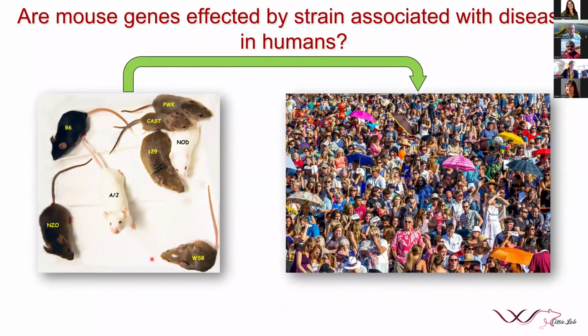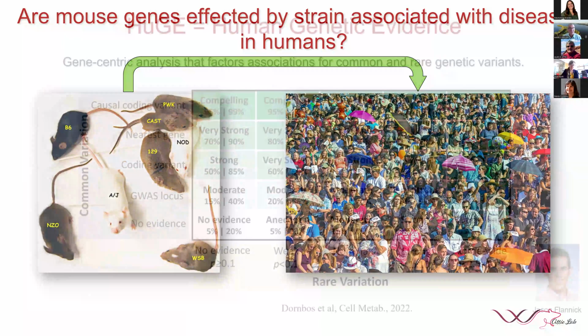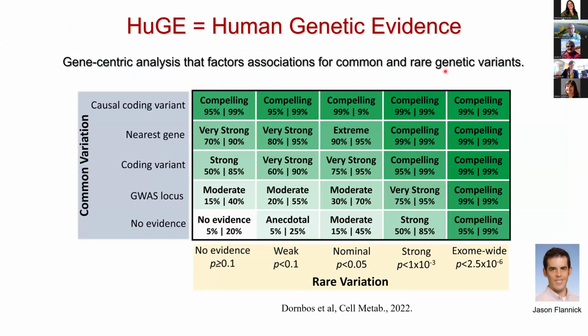The first thing we wanted to ask is, well, if there's genetic dependent regulation in these genes in the mice, is the human homologue of those genes associated with disease in humans? So we're going to start in the mouse and then identify those genes and ask, are they associated with disease risk in GWAS? And I'm going to introduce a relatively new metric developed by Jason Flannick, which is the Human Genetic Evidence Score, which, as I understand it, factors rare and common genetic variants to give us a better sort of gene-centric view for that gene to be associated with a particular trait.